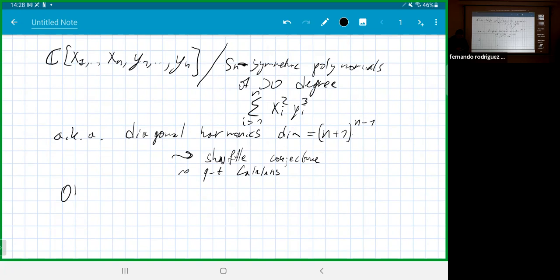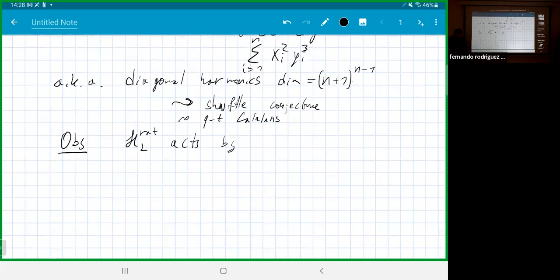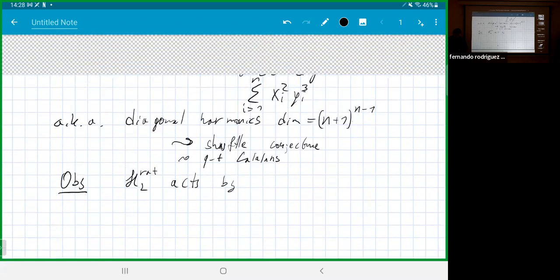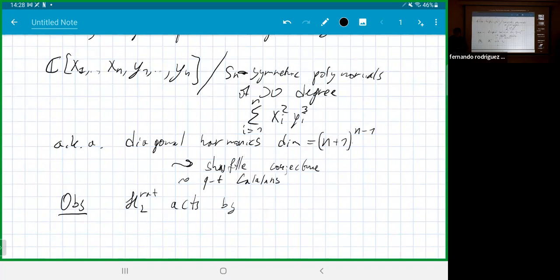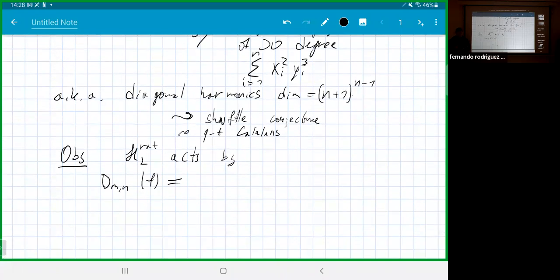So the claim, the observation, is that there is an action of H2, the rational Cherednik algebra. And then I will tell you how each generator acts. It acts by the degree in X and the degree in Y. So D_n of some f equals. And then, as usual, if you have a Lie algebra acting on some vector space, you can construct an action on the tensor power of the space. So from this idea, you see that you should simply apply the differential operator in each coordinate.